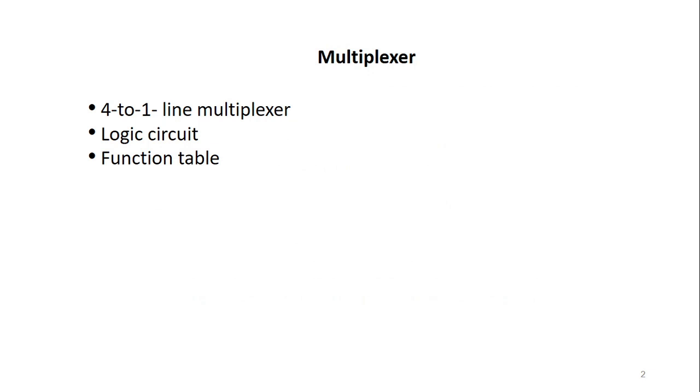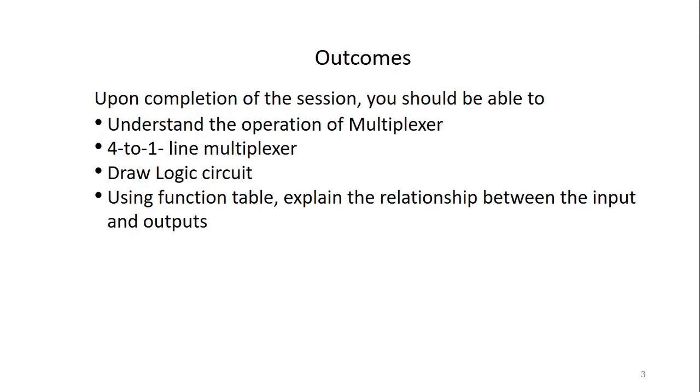Here we are going to see a 4 to 1 line multiplexer, its logic circuit and a function table, and after completing this you will be able to understand the operation of a multiplexer. As an example, we are taking a 4 to 1 line multiplexer and drawing its logic circuit, and using the function table of this multiplexer we are explaining the relationship between the input and the output.